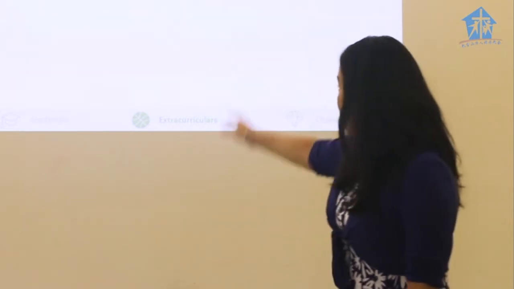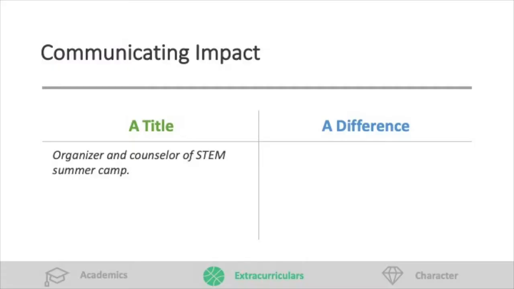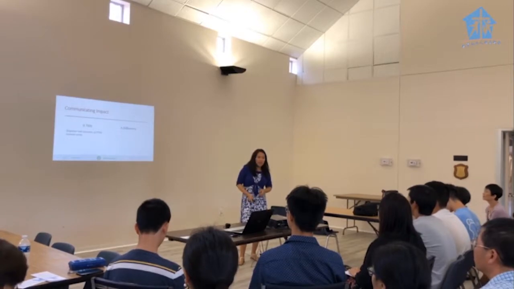But here's a quick example of how you might go about doing it. You first have the title. This is one way to communicate what you've done, right? I was an organizer and counselor of a STEM summer camp. Okay, that tells you something, right? But it doesn't tell you a lot. So what's another way we can communicate that?